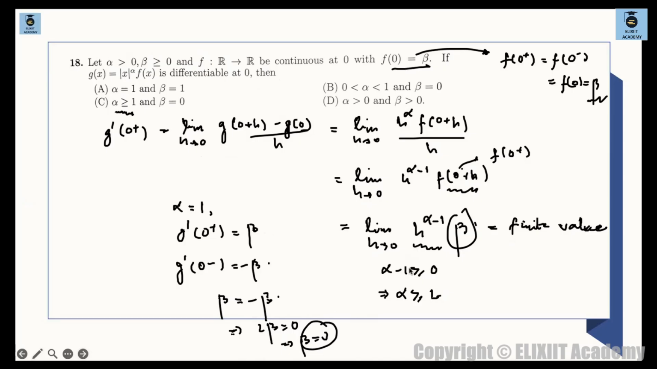This means in every case, if alpha is greater than or equal to 1 and beta is 0, then only this quantity will be a finite value and both of them will be equal. Left hand derivative and right hand derivative will be equal. That is why beta is equal to 0 has to hold. So option C must be correct.